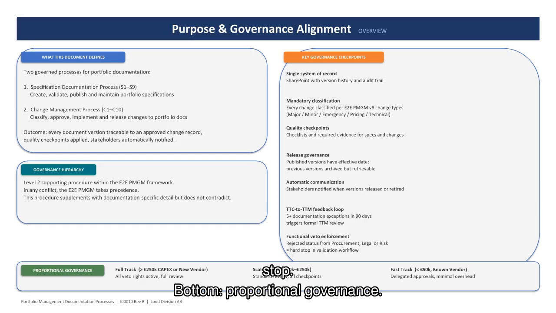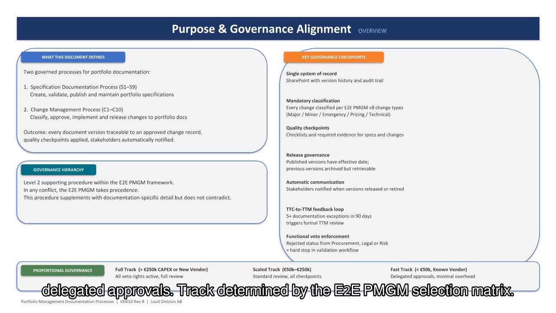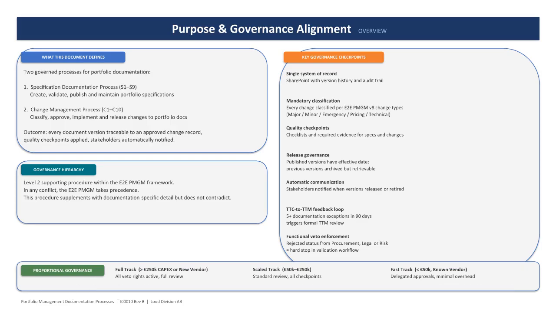Bottom, proportional governance. Full track above 250K or new vendors with all veto rights. Scaled track 50K to 250K with standard review. Fast track below 50K with delegated approvals. Track determined by the E2E PMGM selection matrix.